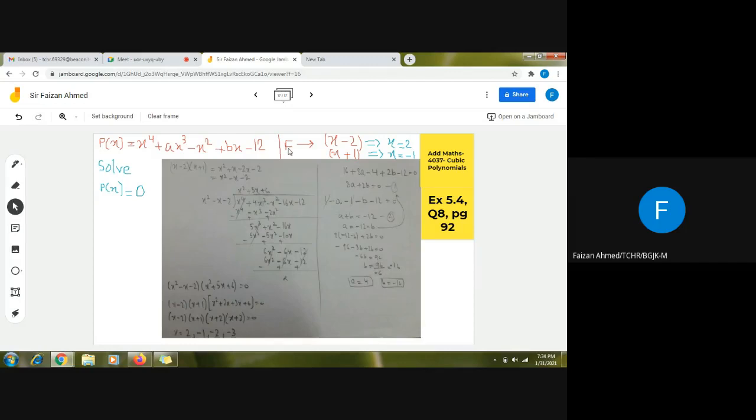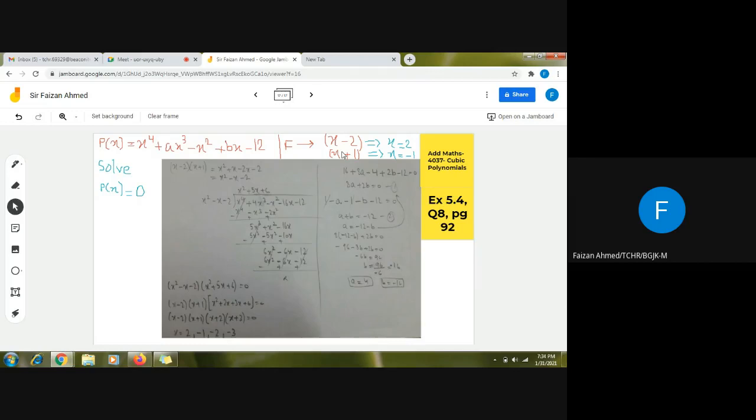There are two factors given of this polynomial. The first factor is x - 2 and the second factor is x + 1. If you read out the question from the book, you will see that these two factors are given, and you will realize why. There is a variable a and a variable b in the polynomial, so you can have an idea that the question will ask you to find the values of these two variables. That's why the question has given us two factors.